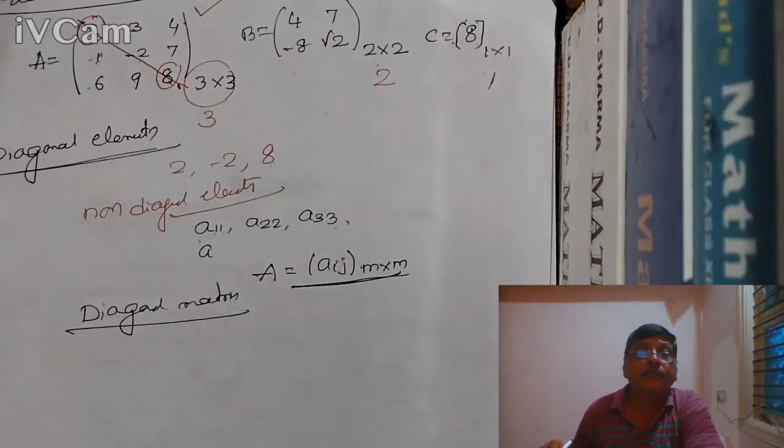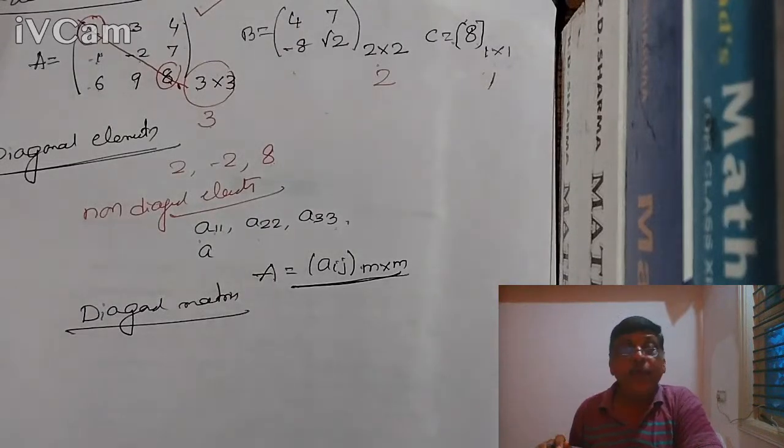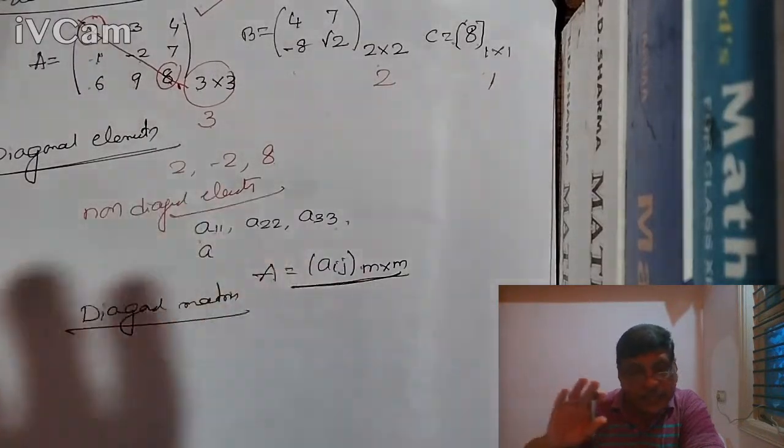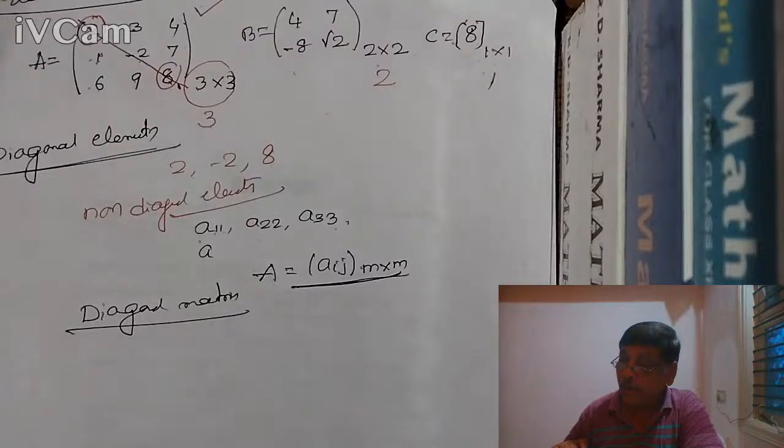Diagonal matrix. Here, diagonal matrix is another type of square matrix. A particular type of square matrix is said to be a diagonal matrix. Got it? See here, a diagonal matrix is again a square matrix. Don't get confused here.